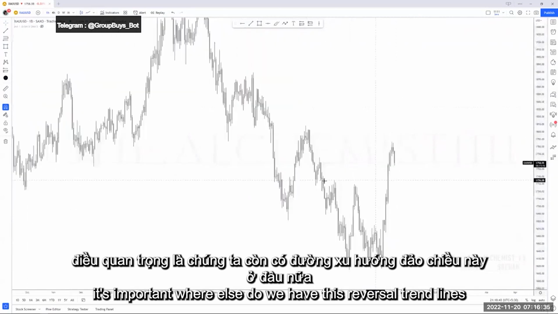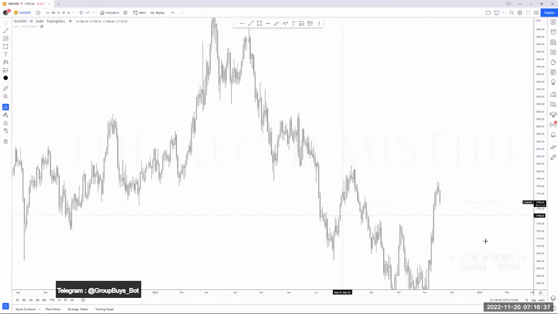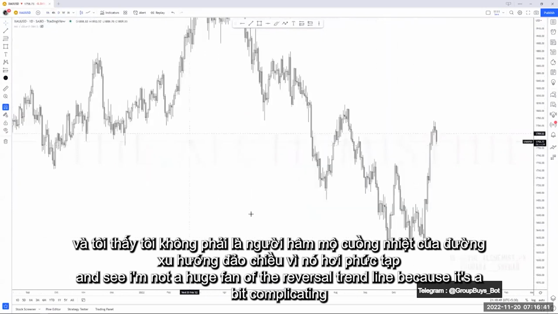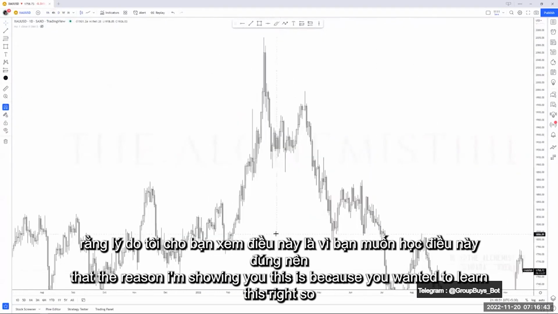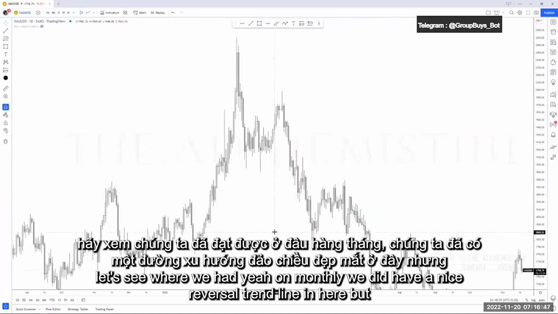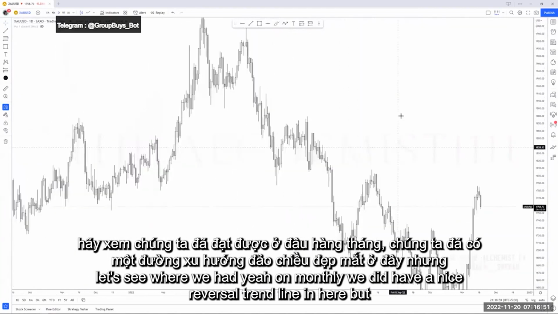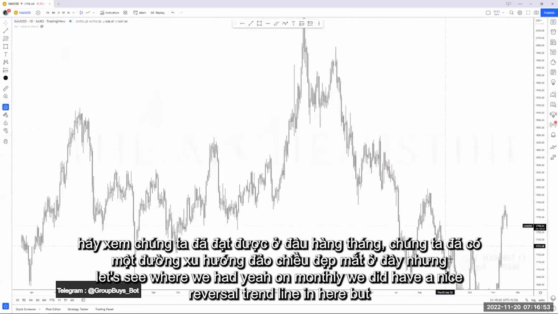What else do we have? These reversal trend lines. Let's see, I'm not a huge fan of the reversal trend line thing because it's a bit complicating. The reason I'm showing you this is because you wanted to learn this, right? My mentor taught me this, so I'm showing this. Okay, so let's see where we had.